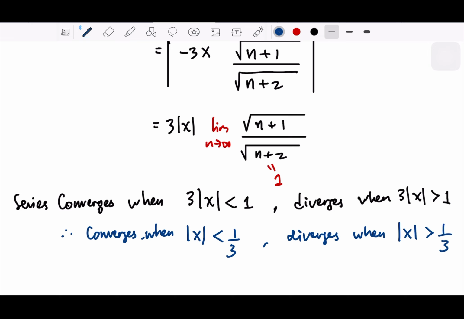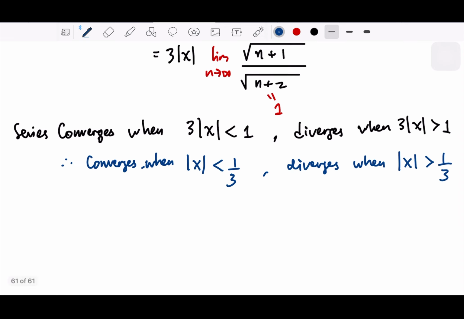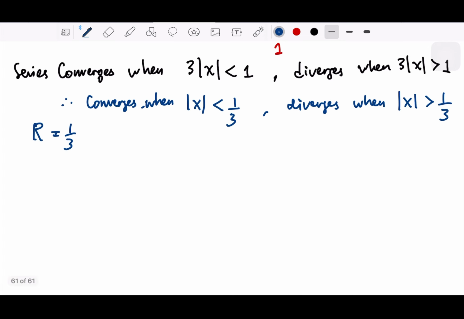Okay. Now this 1 over 3 becomes our radius of convergence. The distance becomes 1 over 3. So from here, we can make a statement that the radius is 1 over 3. And we know the interval for convergence, at least, is between negative 1 over 3 and 1 over 3, okay, from here.